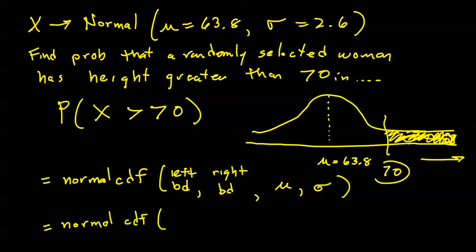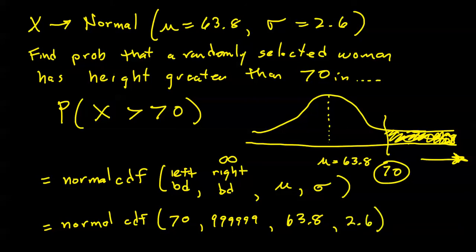Our left bound for our area of interest is clearly 70. My right bound of interest is infinity. And remember, our author suggests to use 999,999, just short of a million, as our best approximation for infinity. The population mean of women's heights is assumed to be 63.8, and the standard deviation is 2.6 inches.